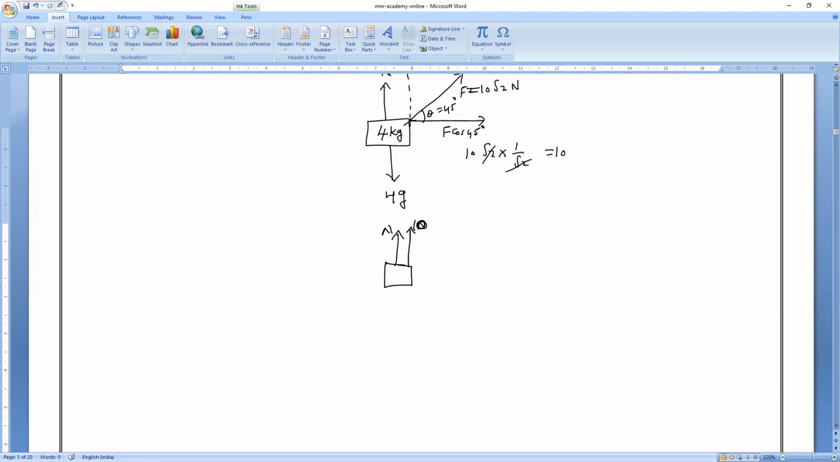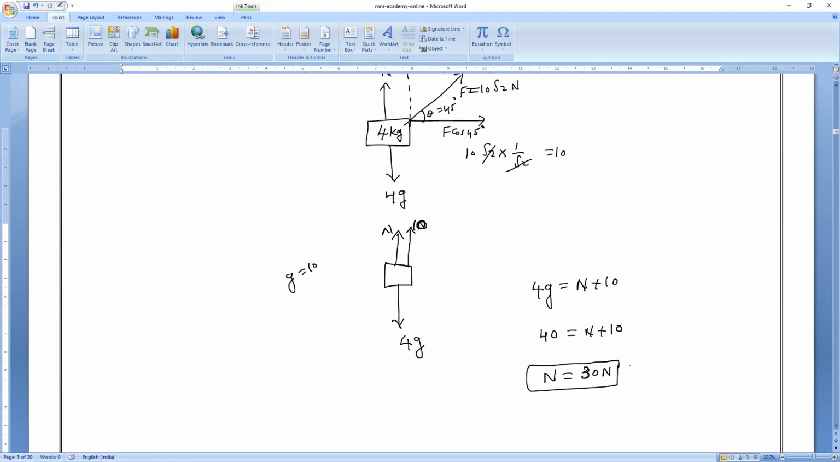How much value? 10 Newton. 10 root 2. 10 Newton. And down we are acting weight, which is equal to 4g. So I will write 4g is equal to N plus 10. Am I right? 4 into g value we all know that. g equals how much, everybody? 10. So 40 is equal to N plus 10, and N is equal to how much, guys? 30. 30 newtons. Understanding, all of you?